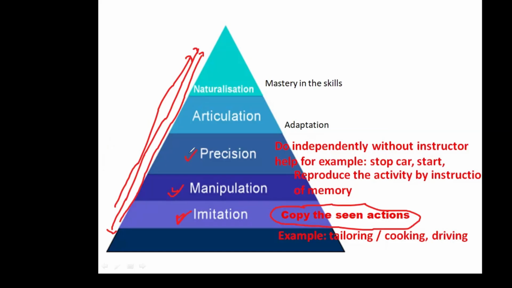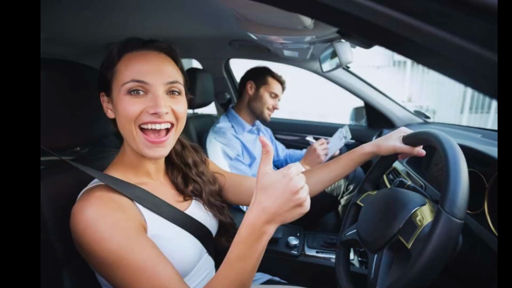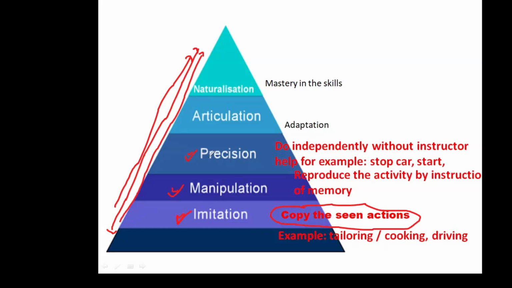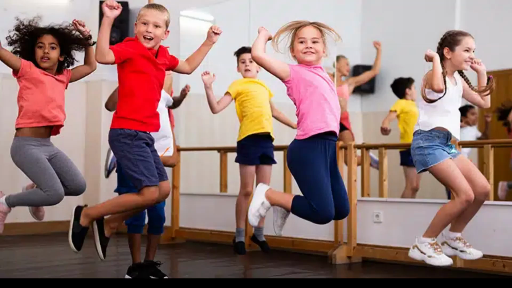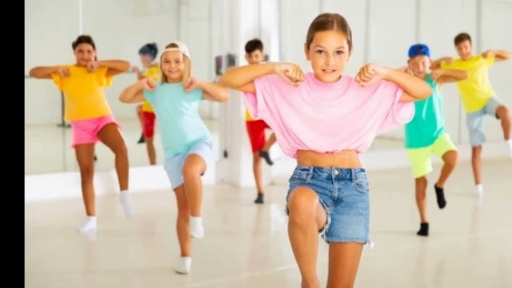Then the next, higher level is precision. After reproducing, he tries to do whatever he has learned. That we call precision. For example, he becomes able to stop the car, start the car, and see the signals, and he or she is able to jump, dance, and start cooking and all these things.